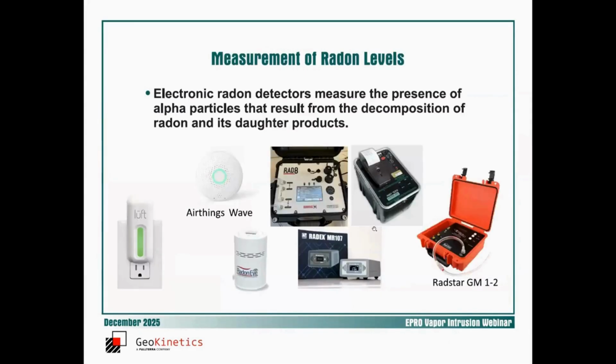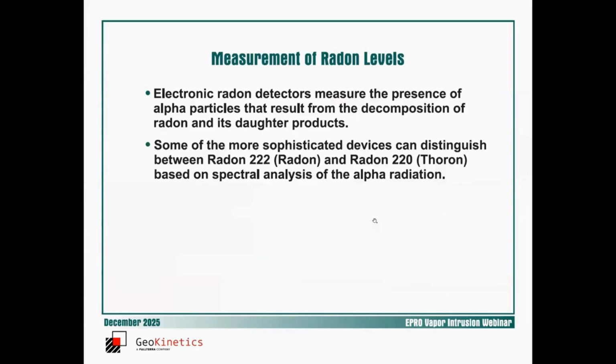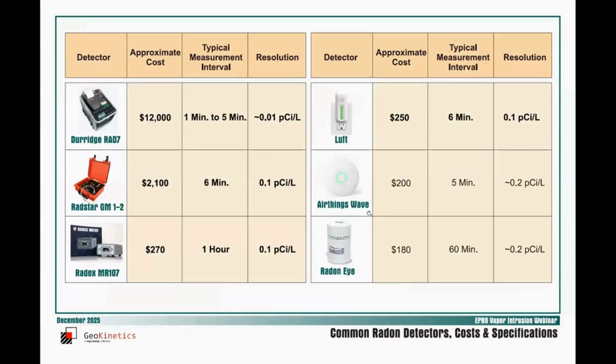A lot of different detectors are available to measure radon concentration, some of them inexpensive, a couple hundred dollars, some of them more expensive. Some of these devices can distinguish between the different isotopes of radon, which can be useful. We found even these less expensive devices in the $200 range yield results that are comparable with the more expensive equipment.